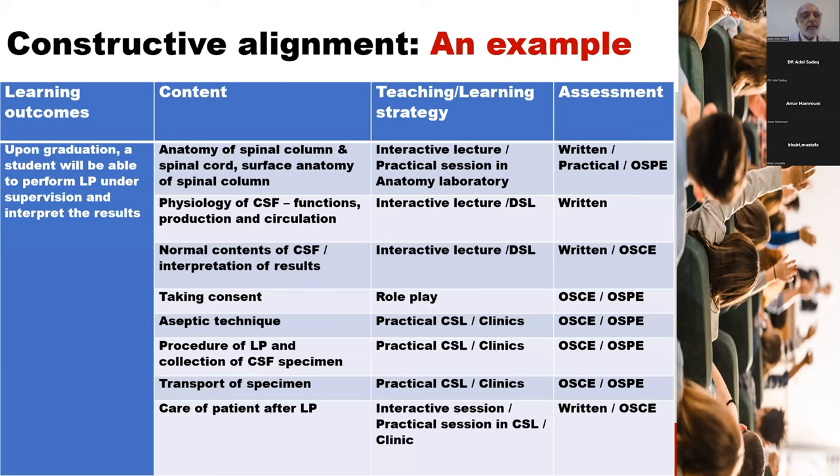The learning outcome, for example, here: upon graduation, a student will be able to perform lumbar puncture under supervision and interpret the results. And then the contents are accordingly identified. Teaching learning strategies are devised and assessment methods are decided. For example, in this content, if we take the example of taking consent, the teaching learning strategy would be role play and assessment would be OSCE or OSPE.